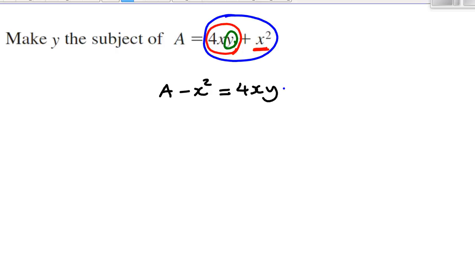Now, this is the variable again that I want to make the subject. 4x has been multiplied by that. The opposite of multiplying by 4x is dividing. So my answer will be a minus x squared over 4x is equal to y.